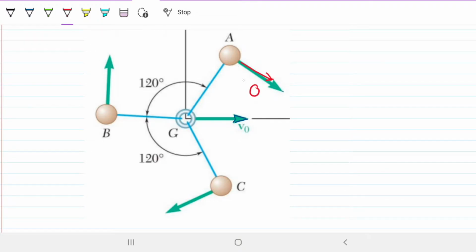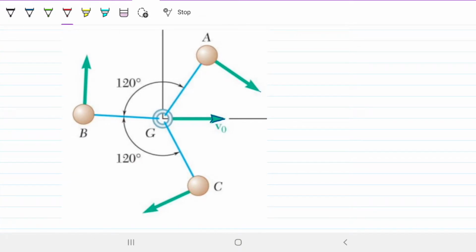This velocity is always 0.8 in magnitude, but it's changing in direction over time. Right now it's here, but then when A is over here, then it's going to be here. When A is over here, it's going to be downwards. When A is down here, it's going to be leftwards, right? So the magnitude of this relative velocity is always the same, but the direction of it is always changing as my sphere A is rotating about G, right? Now, why is that important?